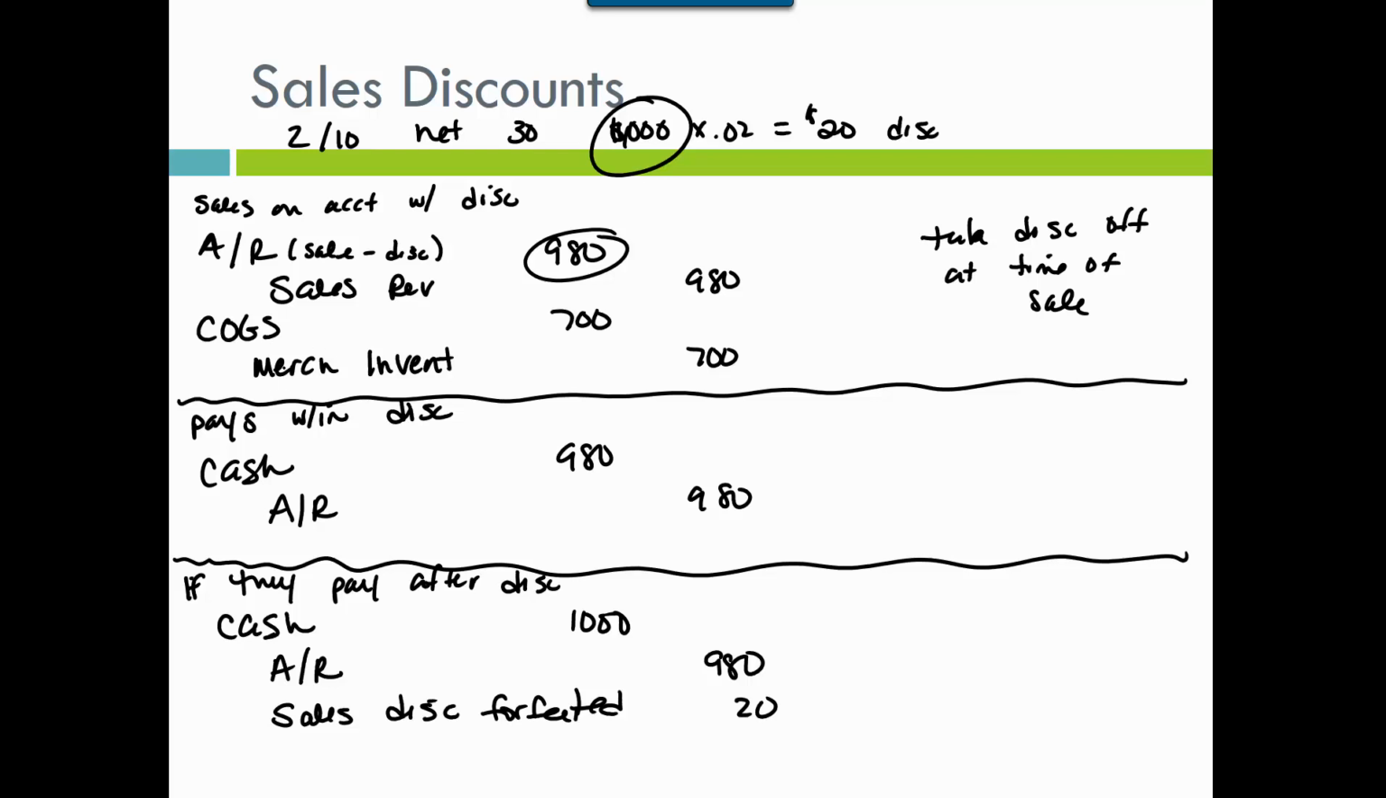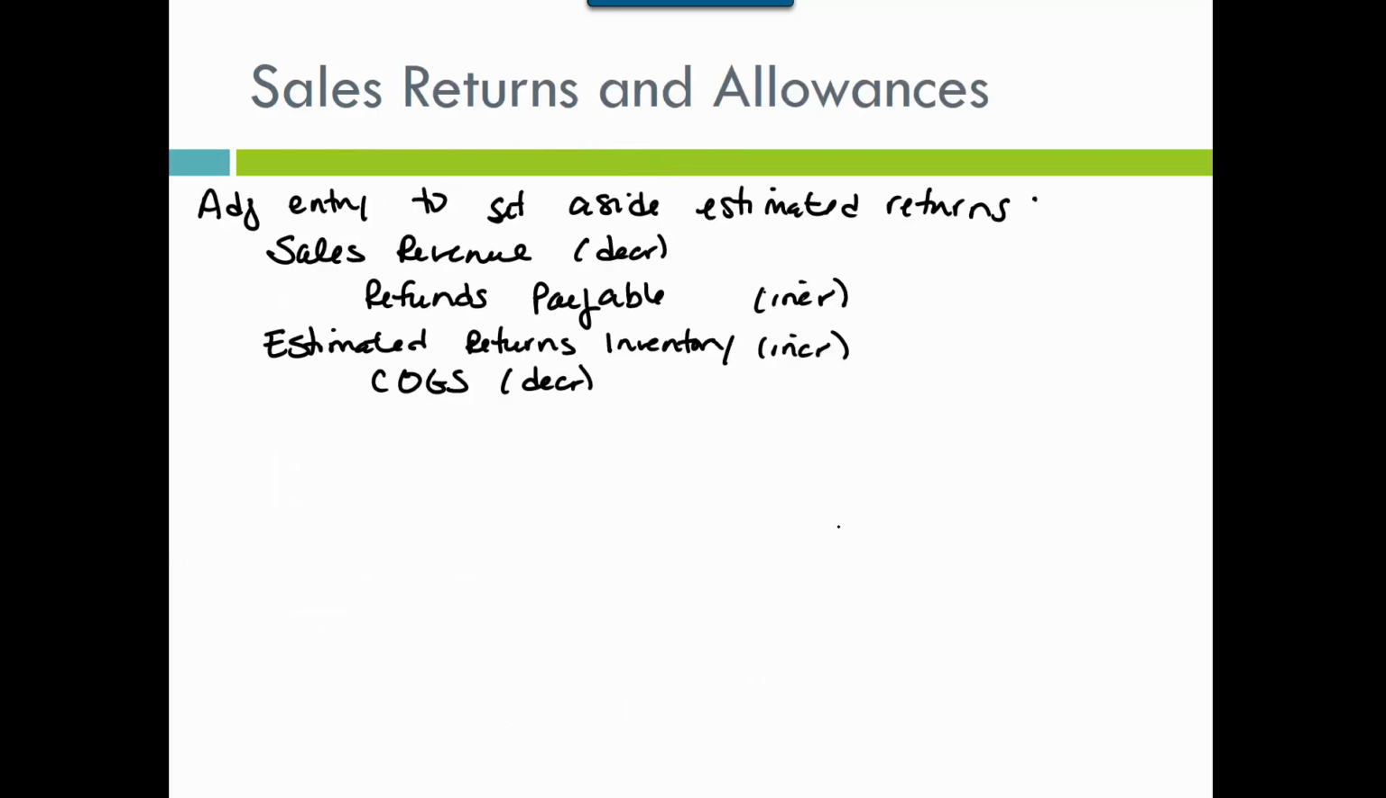But since I'm doing it ahead of time, I can't debit the merchandise inventory because I don't know which specific inventory items are coming back in. But I do kind of know the amount there. And so these are my estimates. I do this at my adjusting entry time.